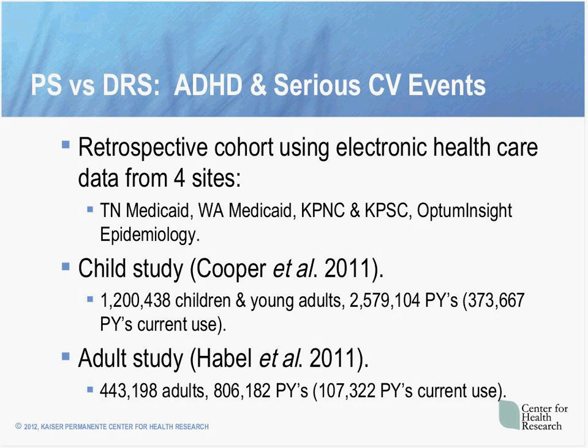We used Tennessee Medicaid, Washington Medicaid, California, and the Optum site. We had a study where we looked just at children, and a study just looking at adults. Our study included 1.2 million children and young adults with over 2.5 million person-years of follow-up. The adult study included 400,000 adults with 800,000 person-years of follow-up.